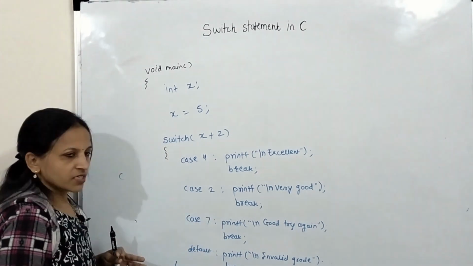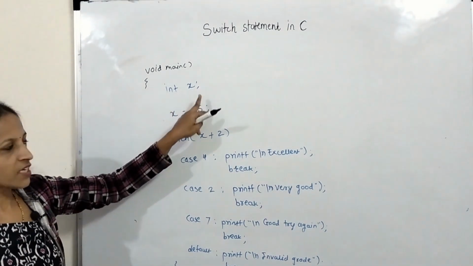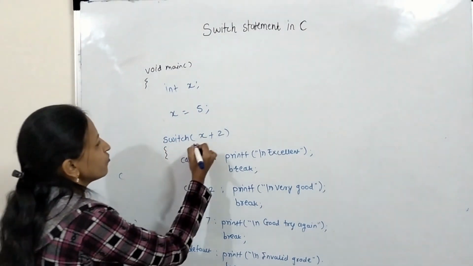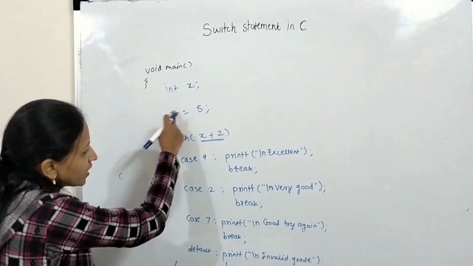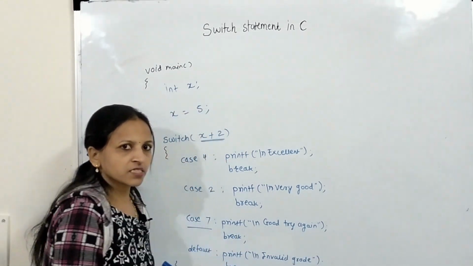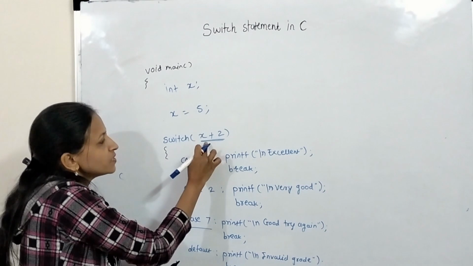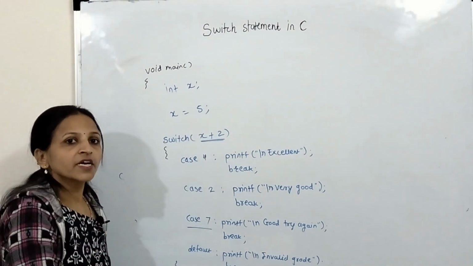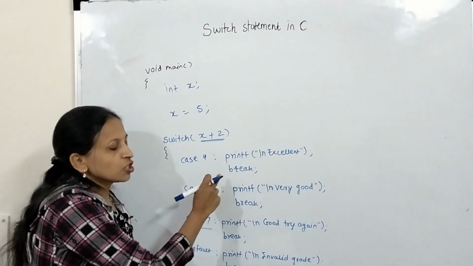And the default case. Suppose the program is like this. Initially integer x we have declared, value of x is 5. Now see, 5 plus 2, the result of this expression is 7. That's why the match is found here, and it will display good, try again in that case. In this way, instead of a simple variable we can also put any expression that results in an integer. Now one more point, just keep in mind that this break is not compulsory.